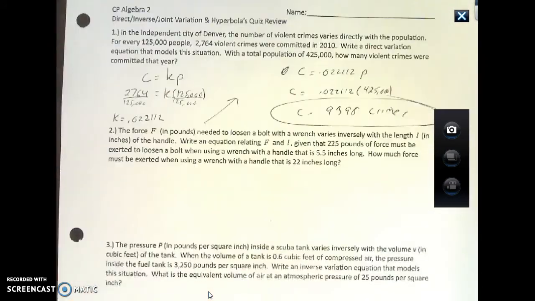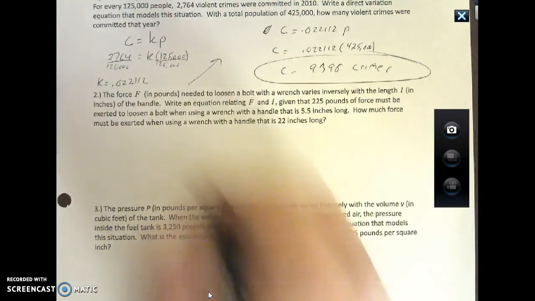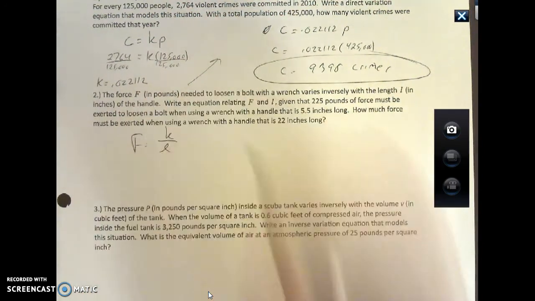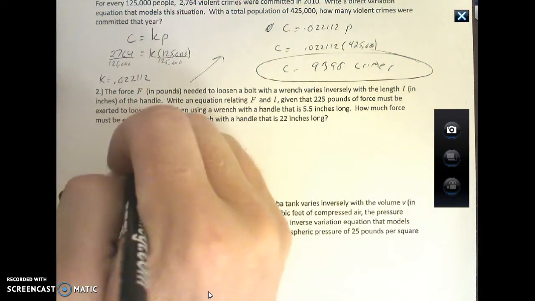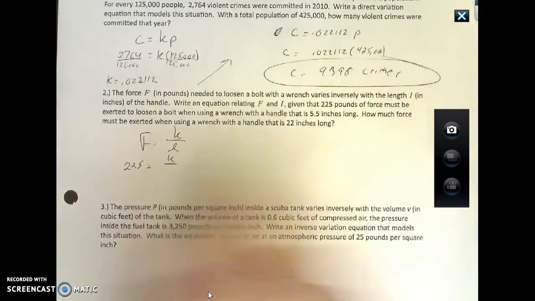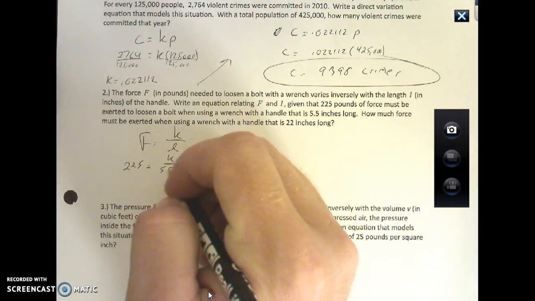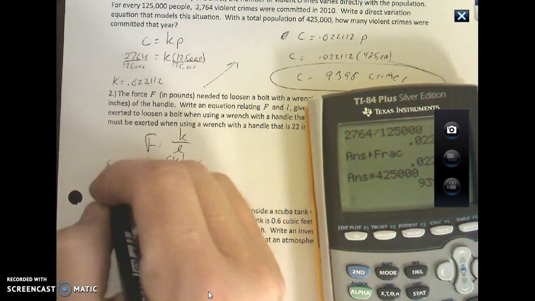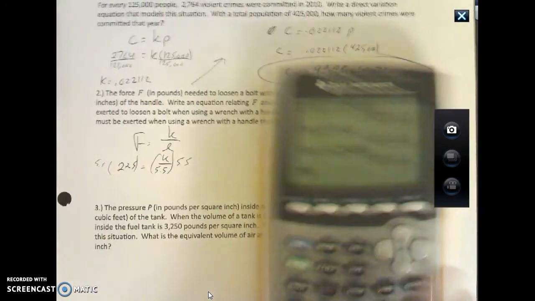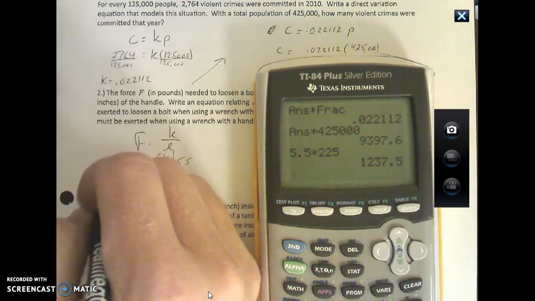Awesome. The force F in pounds needed to loosen a bolt with a wrench varies inversely with the length. So force varies inversely with length, which means it's divided by. Write an equation relating F and L, given that 225 pounds of force, so 225 equals K over L, must be exerted to loosen the bolt when using a wrench with a handle that is 5.5 inches long. Let's solve for K. Multiply both sides by 5.5. So 5.5 times 225 is 1237.5.